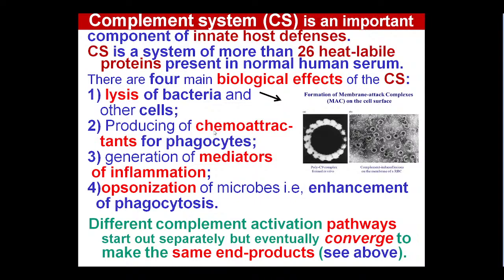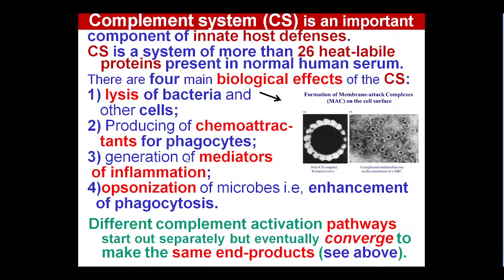Second biological effect, production of chemoattractants for phagocytes. Chemoattractants are substances that, when produced, make migrating cells move to the area with a high concentration of chemoattractants. If the complement system is activated in the infected area, of course, these chemoattractants stimulate recruiting of leukocytes from blood vessels to the tissue, that is, facilitate their accumulation in the tissues.